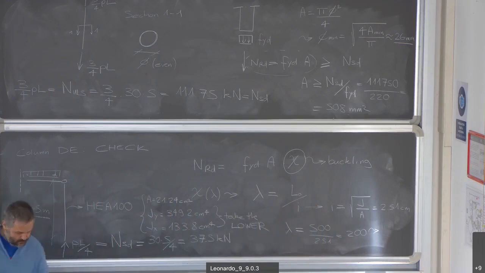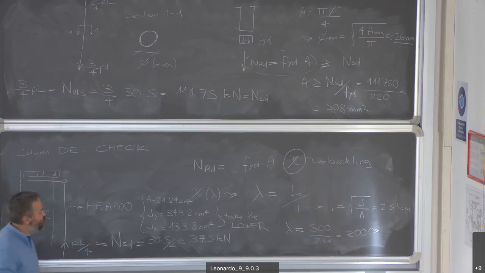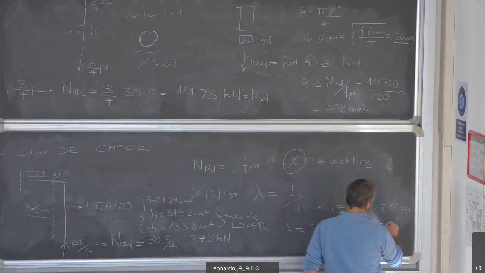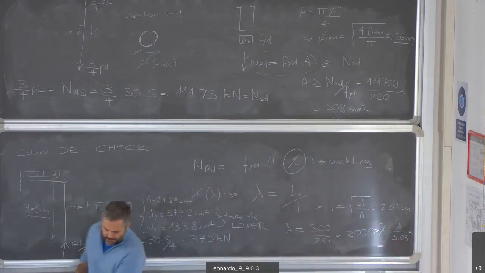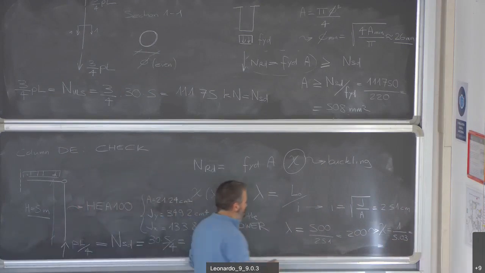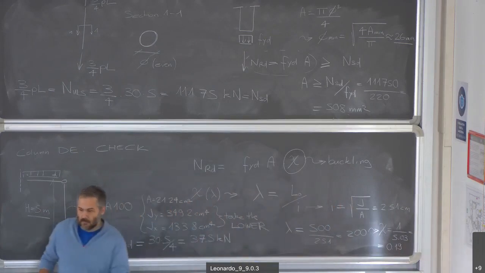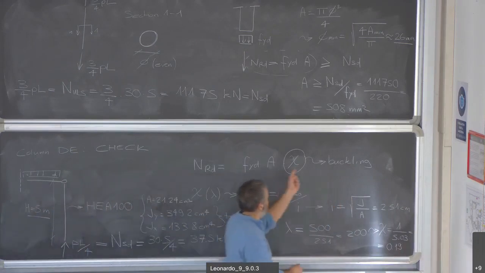With the table at hand that gives you the omega coefficients, it is 5.03. So your chi coefficient will be 1 divided by 5.03, basically meaning 1 divided by 5, which is 0.19. This is the coefficient you need to work out this one.